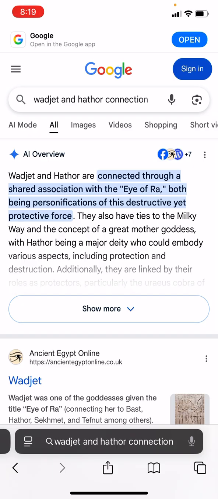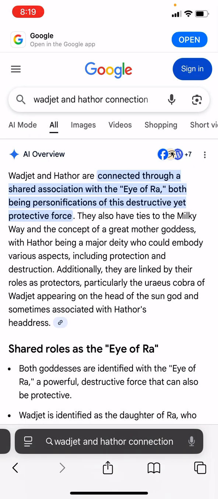They also have ties to the Milky Way and the concept of a great mother goddess, with Hathor being a major deity who could embody various aspects, including protection and destruction. Additionally, they are linked by their roles as protectors, particularly the uraeus cobra of Wajet appearing on the head of the sun god and sometimes associated with Hathor's headdress.